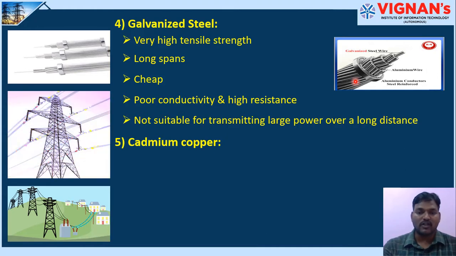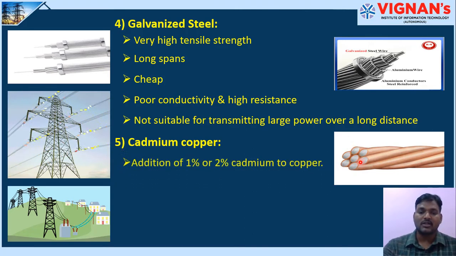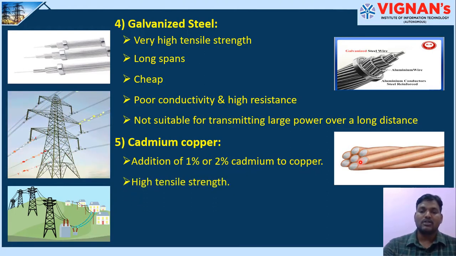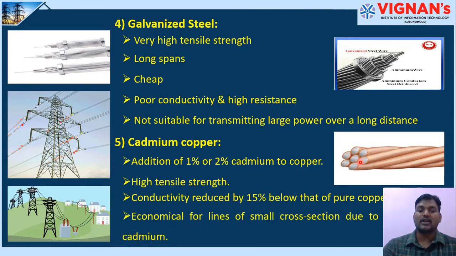Next is the new type of conductors that are emerging, which is called cadmium copper. So here you can see the figure of cadmium copper. How cadmium copper is made is you add 1% or 2% of cadmium to copper, which provides high tensile strength. The conductivity is reduced by 15% below copper, but however it is economical for the lines of same cross section due to the high cost of the cadmium.